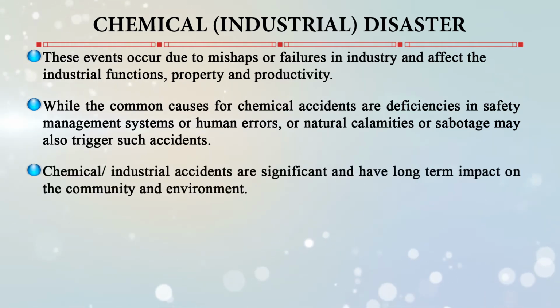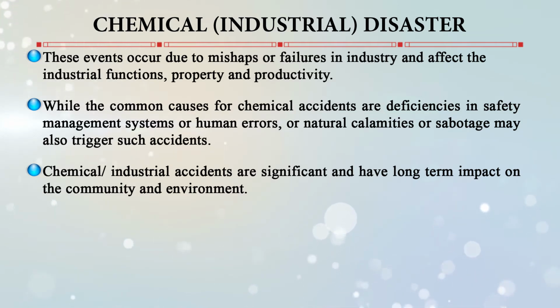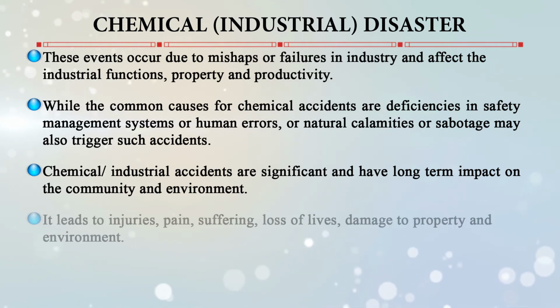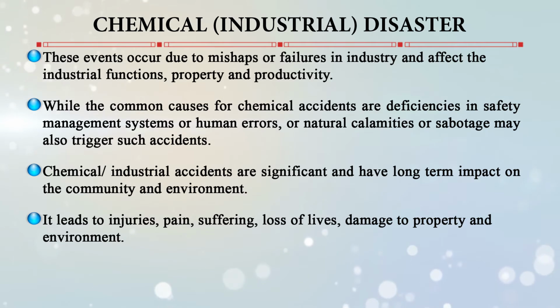So, chemical and industrial accidents are significant, and they have a long term impact on the community as well as the environment. Now, chemical accidents can lead to injuries, pain, suffering, loss of lives, damage to property and also to the environment.